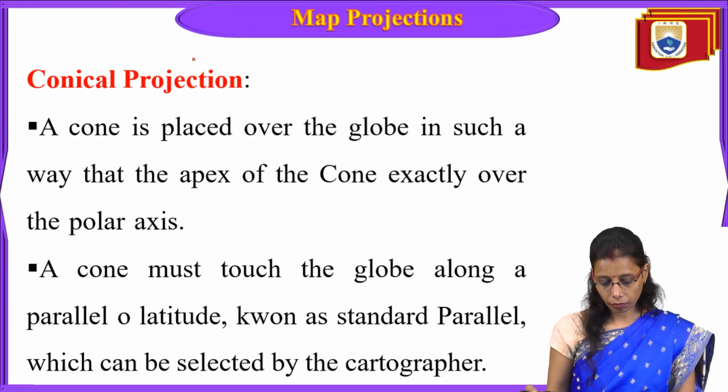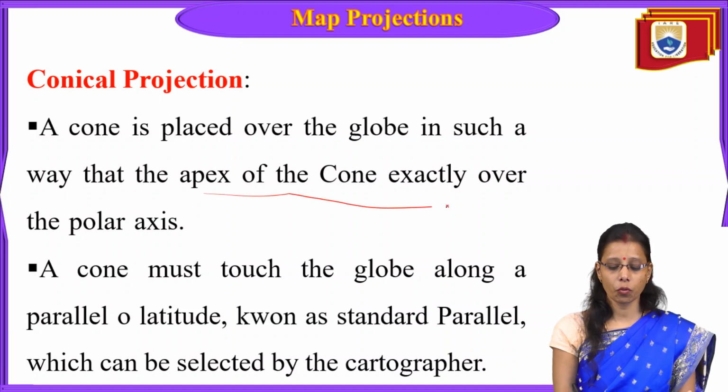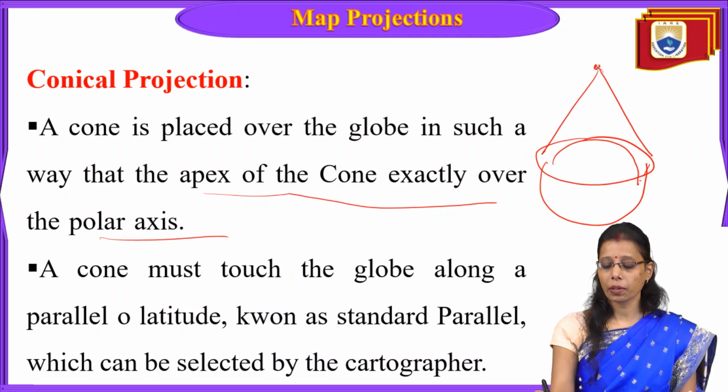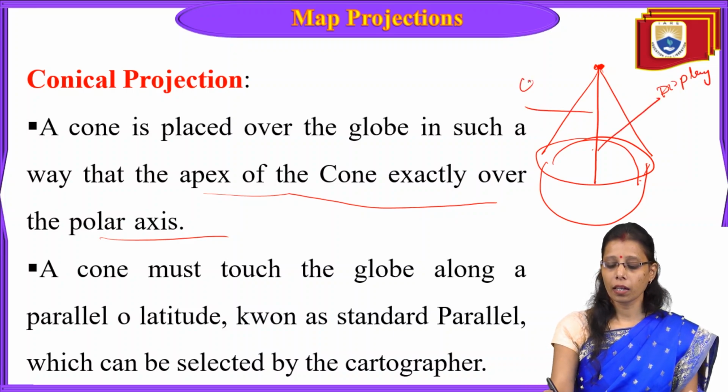Conical projection. So a cone is placed over a globe in such a way that the apex of the cone is exactly over the polar axis. So this is the cone. Here you have a globe, and exactly this apex is on the top. So if you cut open from the center and then display.